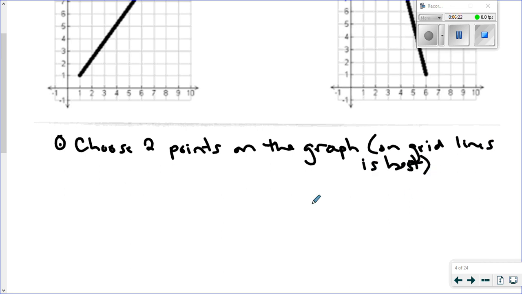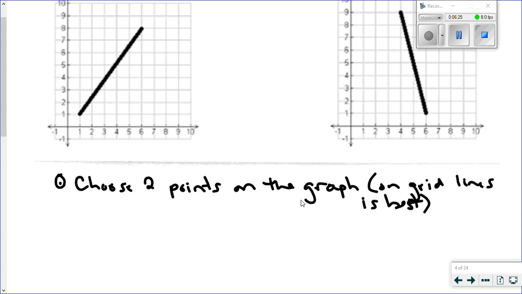The first thing is we're going to choose 2 points that are on the line, and they should be on the grid line. That is going to be best. And it doesn't matter which point. Choose any 2 points, and it shouldn't matter. So just to be difficult, I'm going to pick this point here and this point here, because they're in the middle of the line. I could have chosen the one at the end.